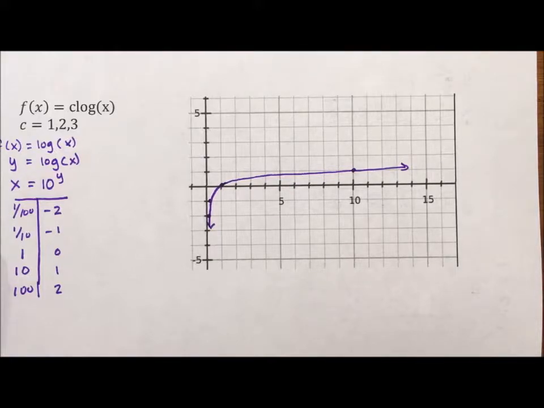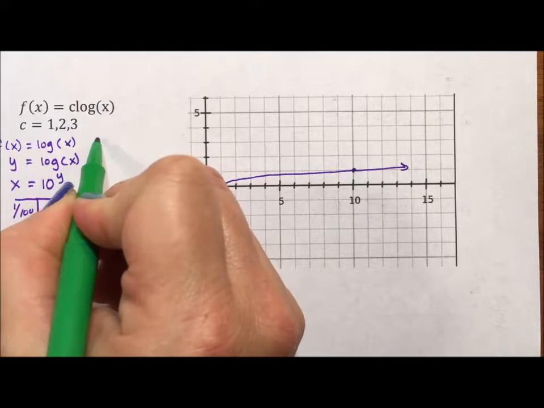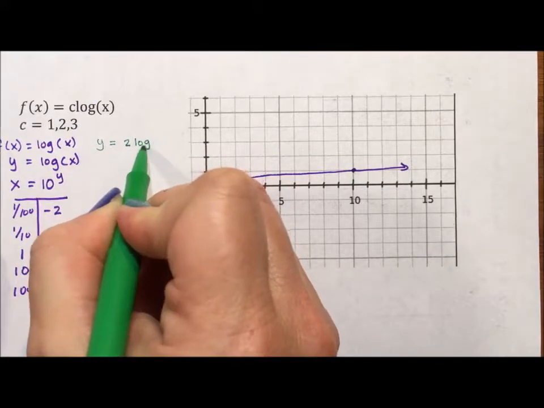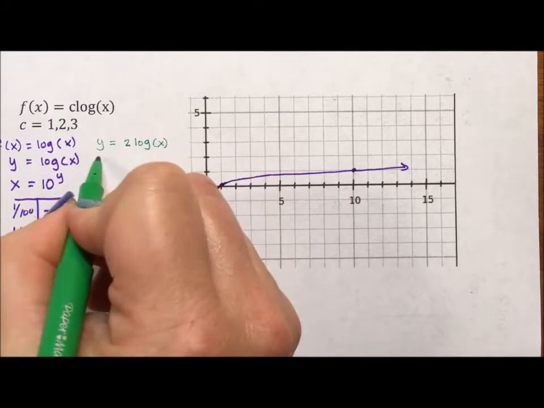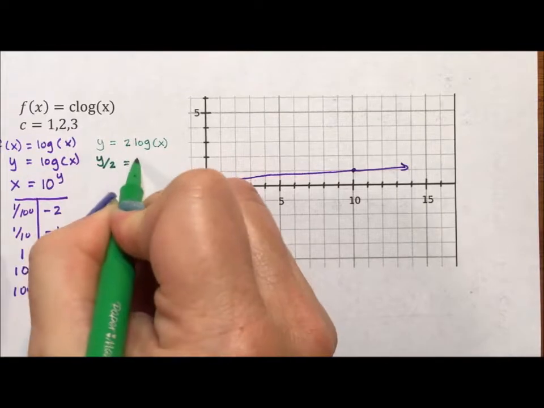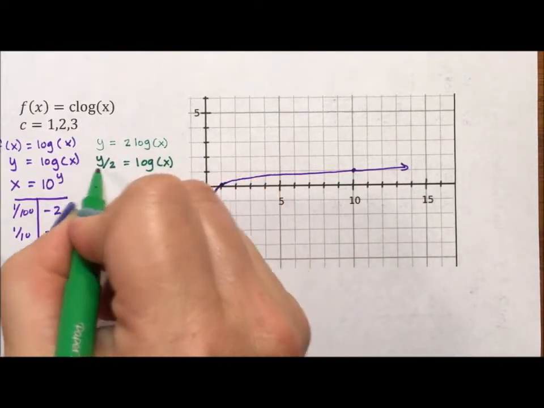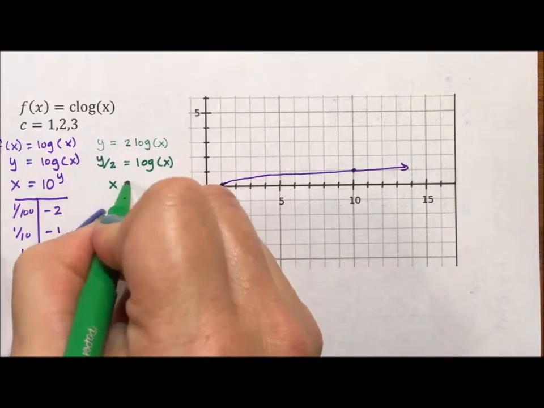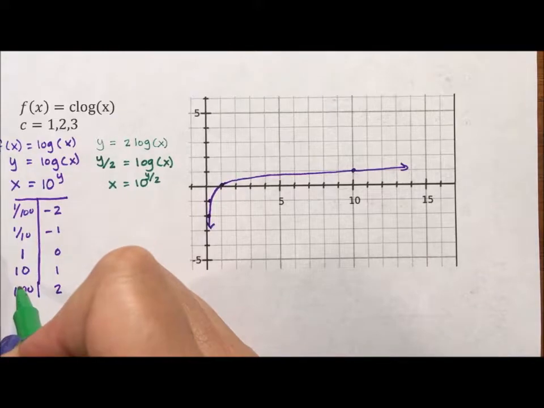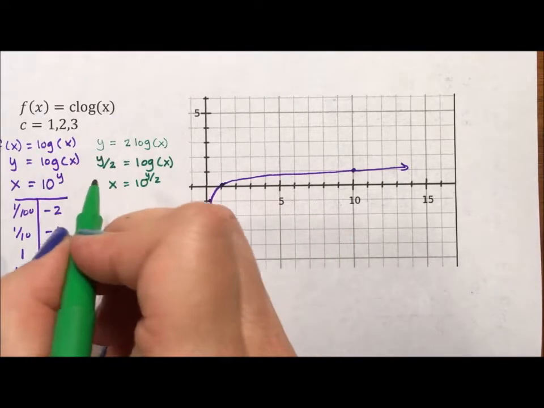But what happens when I set it equal to 2? In this case, I'm going to have y equals 2 times log of x. Well, I'm going to divide this in half to get log alone. Y divided in half is equal to log of x, which is therefore, remember, this is my exponent, x equals 10 to the y over 2, which means my x values will stay the same. It's my y values that are changing.